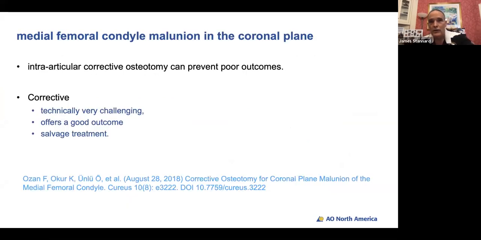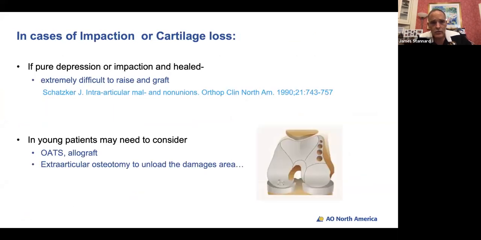Finally, the medial femoral condyle malunion in the coronal plane. You have the intra-articular corrective osteotomy can prevent poor outcomes, and technically it's very challenging. It offers a good outcome and is a salvage treatment.